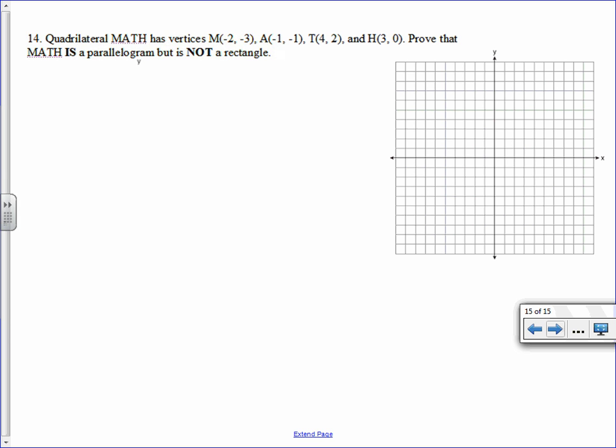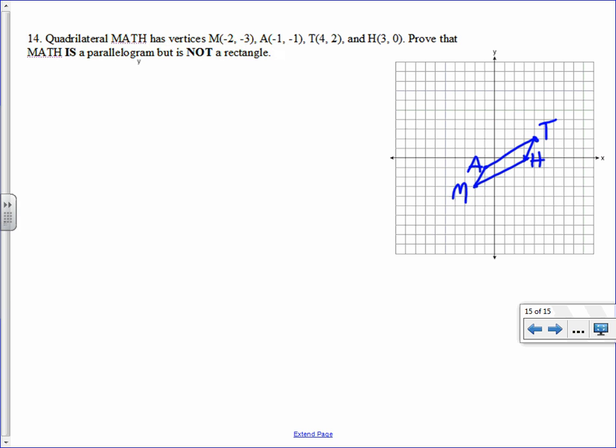Okay, final question. Let's start by getting this graphed. M is (-2, -3), A is (-1, -1), T is (4, 2), H is (3, 0). It's so pretty. It wants you to prove that it's a parallelogram, but not a rectangle.